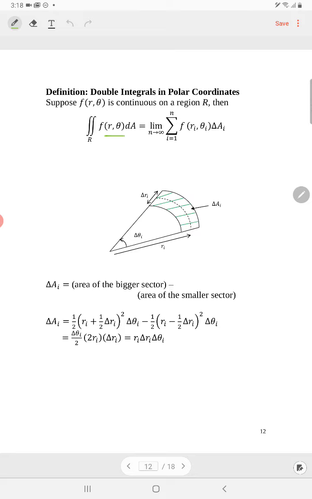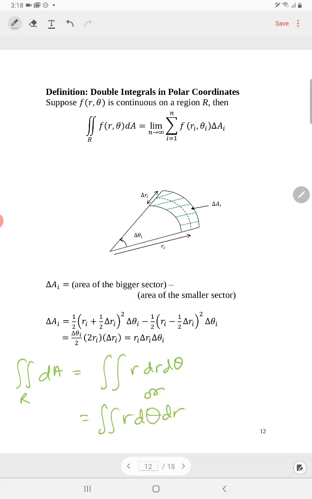In our previous video, we looked at double integrals in polar coordinates, where now your function would be in terms of r and theta. And your dA here, integrated over region R, from the previous video we know that this is r dr d theta, or r d theta dr. Okay, so now we want to know how to determine the order of integration, whether it's r first and then theta, or theta first and then r.